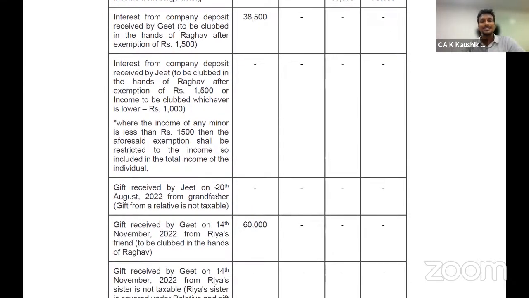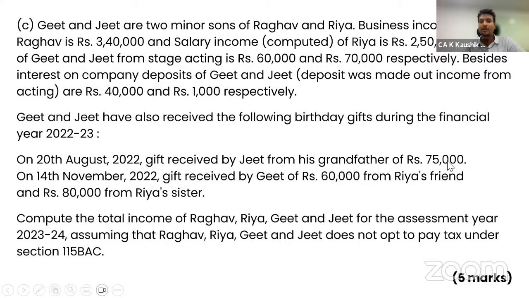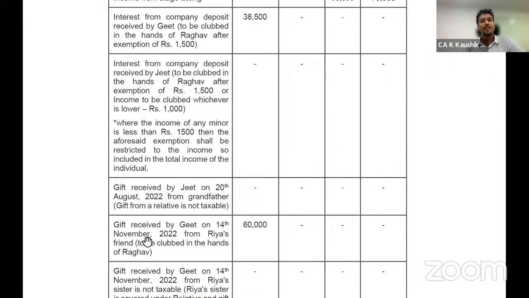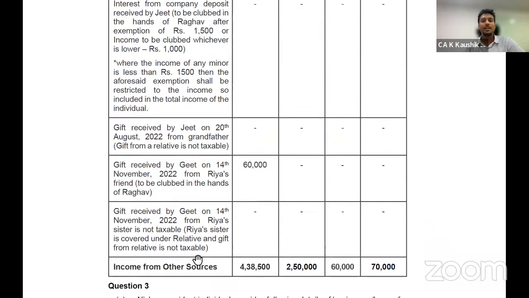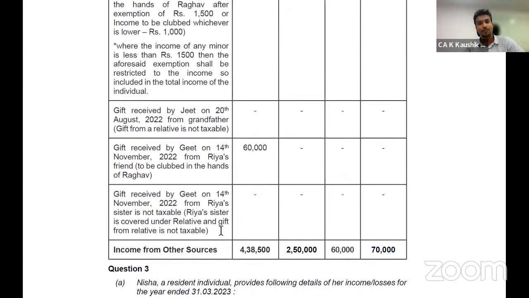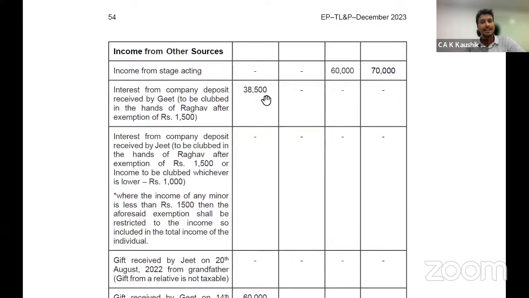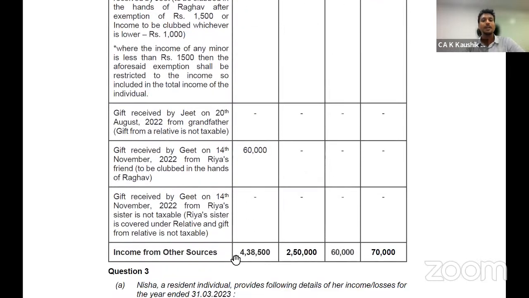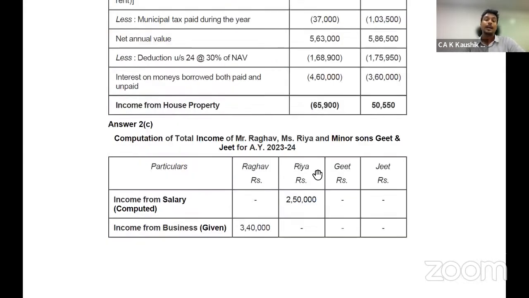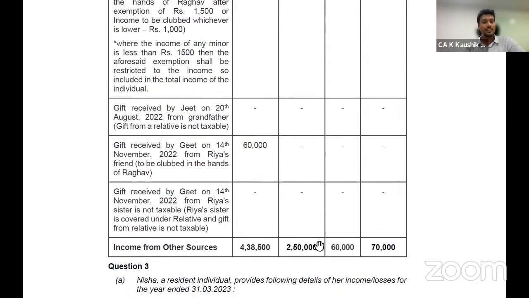Gift received by Jeet on 20th August, a gift from a relative, is not taxable. So this 75,000 received from the grandfather is not clubbed, not taxable. Gift received by Geet on 14 November from Riya's friend is to be clubbed in the hands of Raghav. So 60,000 will be clubbed. But at the same time, the amount received from Riya's sister is not clubbed because she is a relative. So once you calculate this, 3,40,000 for Raghav's business income, 38,500 and 60,000, it becomes 4,38,500. And for Riya, nothing is clubbed, only 2,50,000.